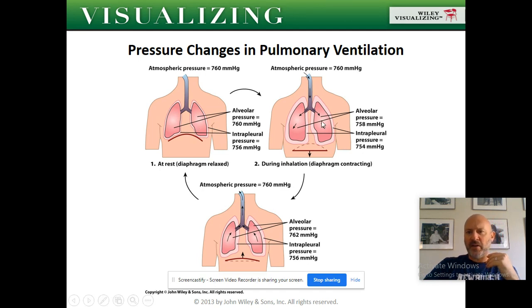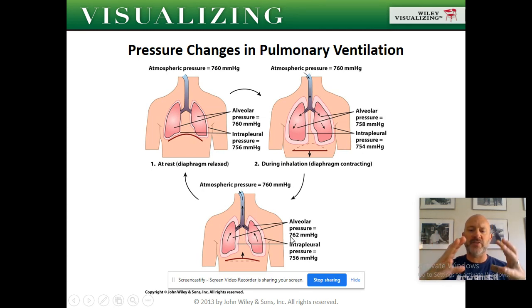When we inhale and we create a larger volume, what that does is it's going to decrease the pressure down to 758 millimeters of mercury. So that's going to cause the air from out here, which is at a higher pressure, to enter and fill that void. All right. When we exhale, what happens is we're decreasing the volume of the lungs, increasing the pressure.